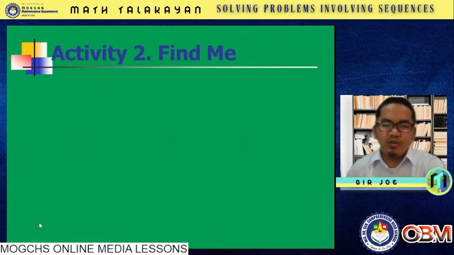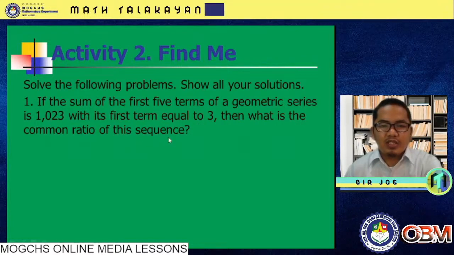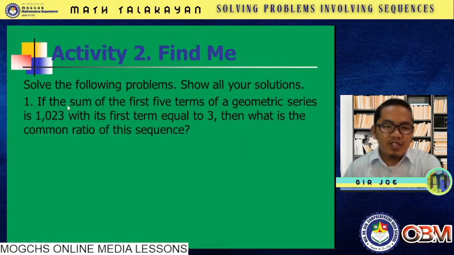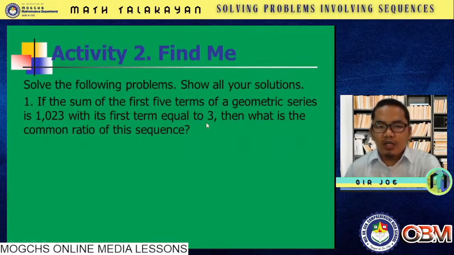We'll proceed now to activity 2, which is finding. Solve the following problem. Show all your solutions. For this activity, you are going to check this one with your teacher. Problem number 1. If the sum of the first 5 terms of a geometric series is 1023, with its first term equal to 3, then what is the common ratio of this sequence? Again, if the sum of the first 5 terms of a geometric series is 1023, with its first term equal to 3, then what is the common ratio of this sequence?